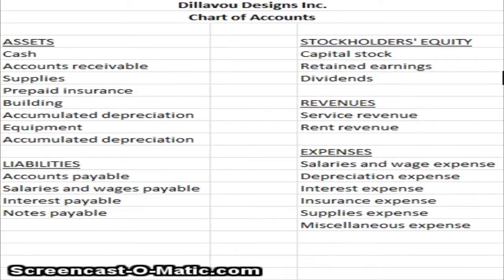Financial documents or reports that you would find in an accounting system. The first one is the chart of accounts. This is literally what it sounds like. It is a chart that lists all of the accounts that a company could use.